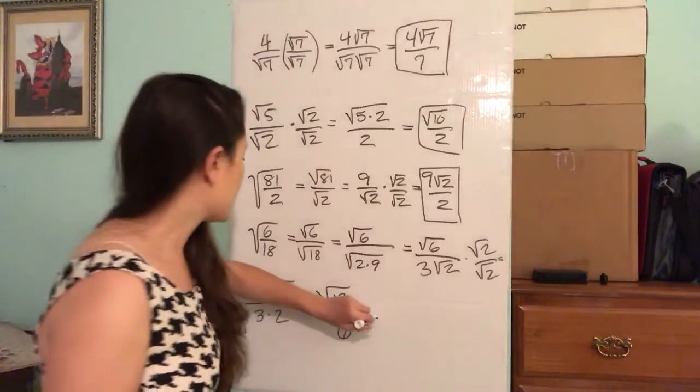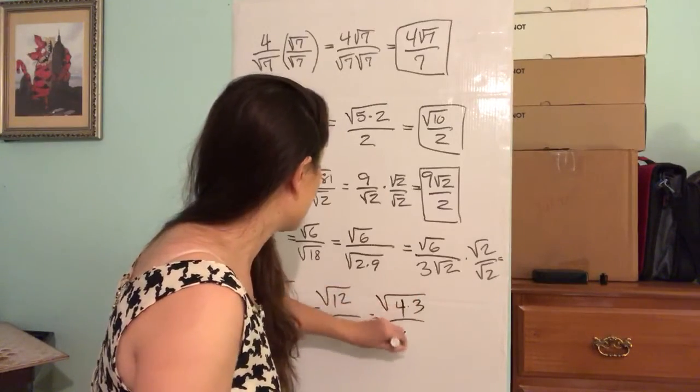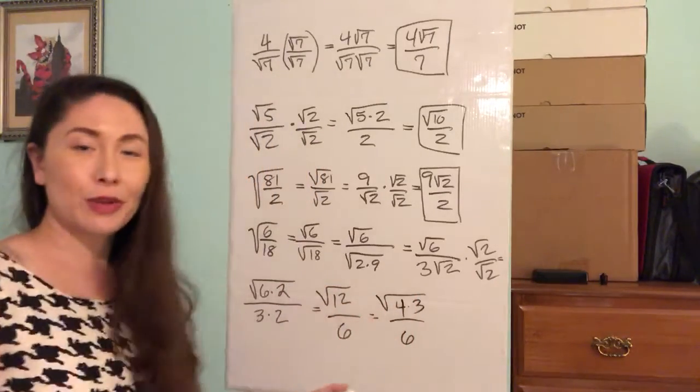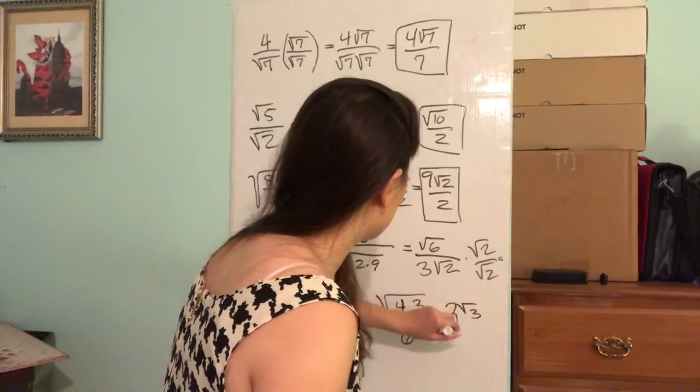Okay, I know that 12 can break down into 4 and 3, 4 times 3, and what's the square root of 4? 2, right? So that'll be 2 times square root of 3 over 6.